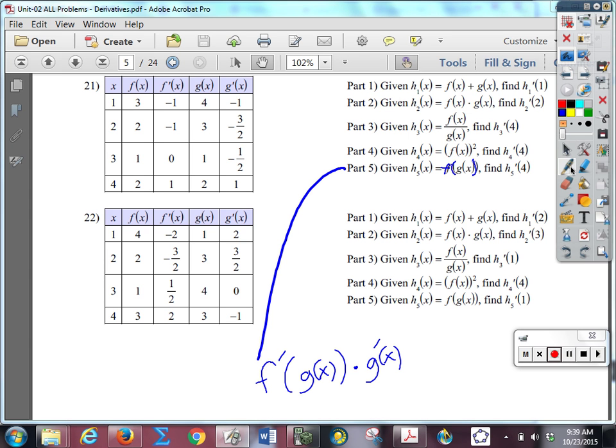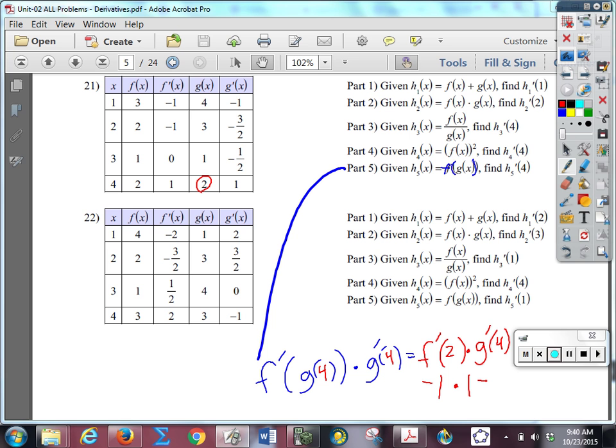Okay, so on this one, if you want to plug in 4, this is the tricky part, plugging in 4 into this first part. Because I have to plug in g of 4. So I look at g of 4. g of 4 is 2. So now when I get over to the f, I'm plugging in 2 into the f prime, not 4, because you have to find out what g of 4 was and then plug it in. So now I have f prime of 2. f prime of 2 is negative 1. g prime of 4 is 1.